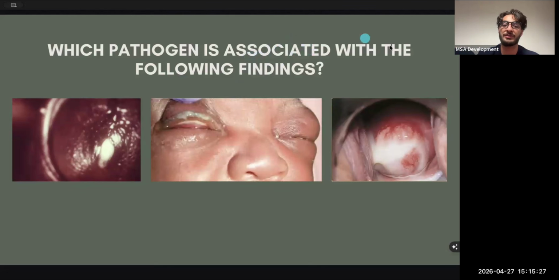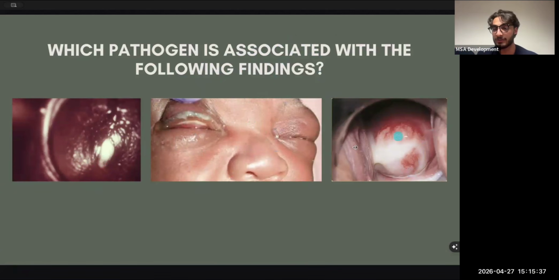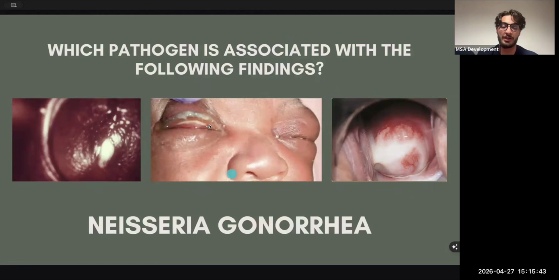Here's a question. Which pathogen is associated with the following findings? We have here a picture of some discharge. We have here what looks like conjunctivitis in a newborn or in a baby. And this is also more discharge, like cervical discharge. So the answer is Neisseria gonorrhea. And again, we can see the whitish, milky-ish substance.